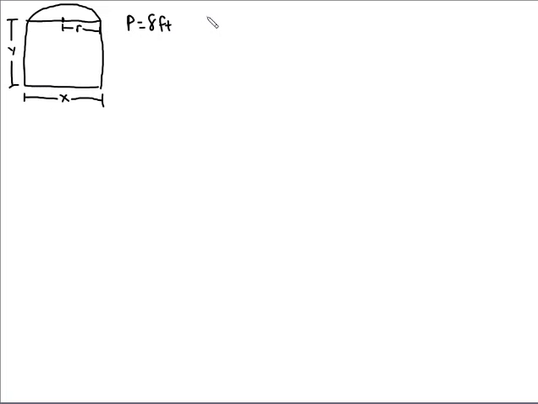So let's first figure out a formula for the perimeter, since that's equal to 8. We're going to have to set that equal to 8. So the perimeter is the sum of all the sides. So we've got an x on the bottom, we've got two y's, and then we've got that top part, which is half a circle. So the equation for the circumference of a circle is 2 pi r, but this is half a circle, so it would just be pi r. So we get pi times r, but r is half x.